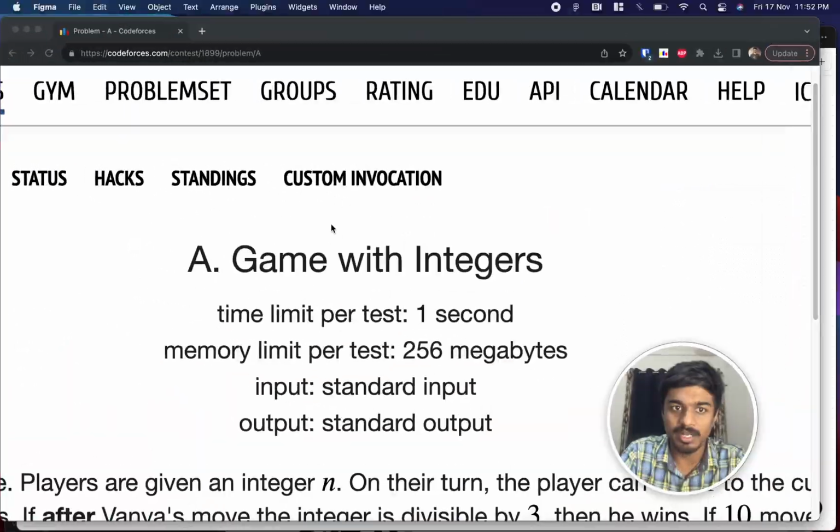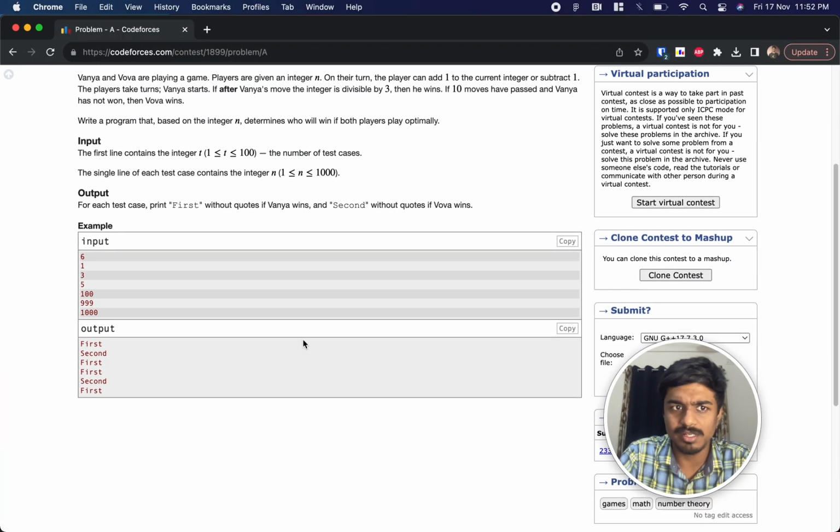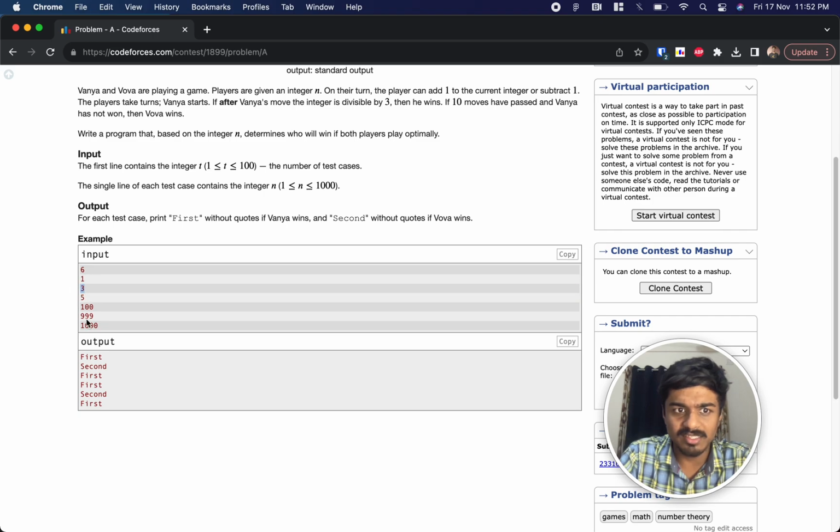So here they told one thing that is very clear. From the solution itself, we'll be able to understand. If it is Vova, you have to print Second. If it is Vanya, you have to print First. So if the number is divisible by 3, it's Second. And if it is not divisible by 3, it is First.